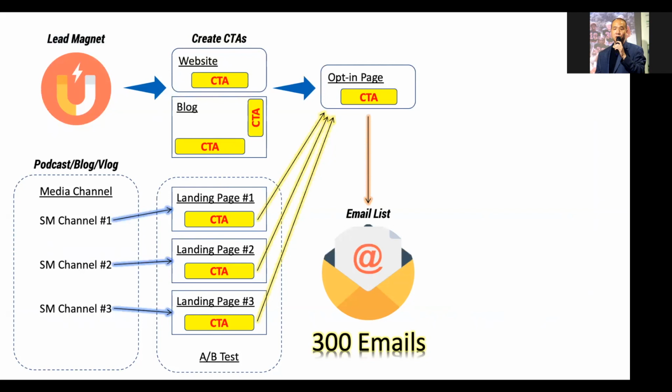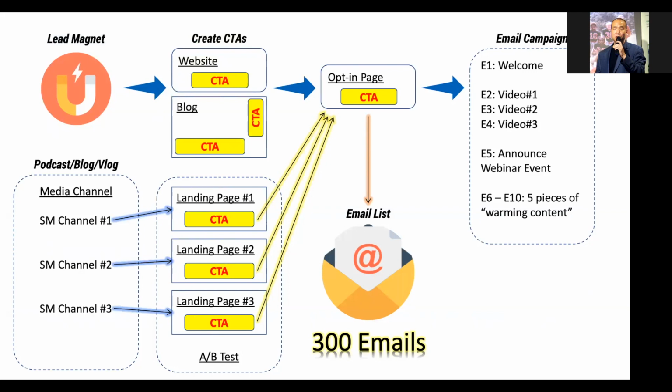Now, once you capture their email address, this is when you want to create an email campaign. Okay, so email 1 is a welcome message. Emails 2, 3, and 4, you're sending them to the 3 video lessons that you've created. Email 5 is when you want to actually announce what date your webinar event is going to be held on. So you have to space this further out. That's why it's a 10-week challenge.